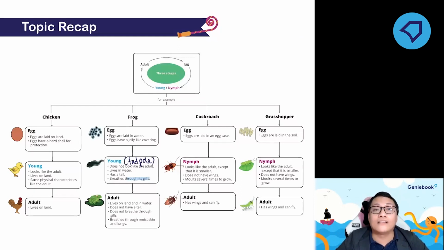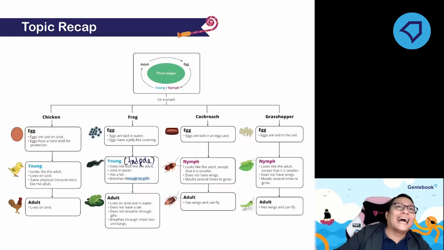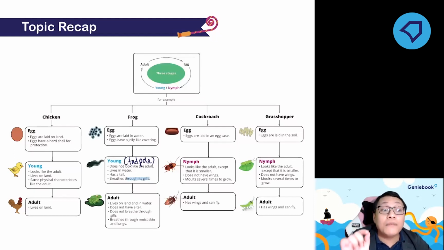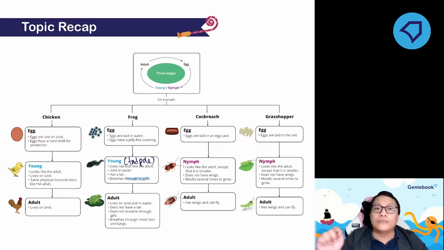If the answer requires that, you should not mention the young of cockroach. Instead, you have to mention the nymph of cockroach. Okay, so the last one is the grasshopper. Grasshopper is similar to cockroach. The young of grasshopper is called the nymph as well, just like the young of cockroach.